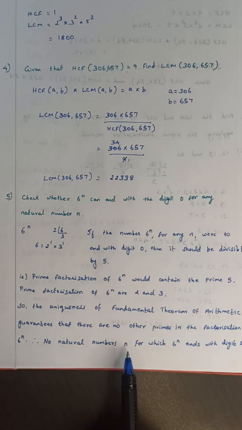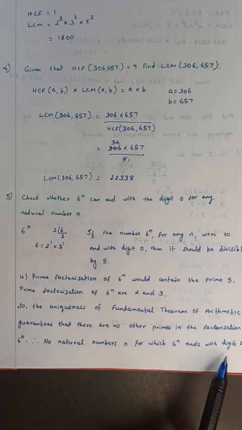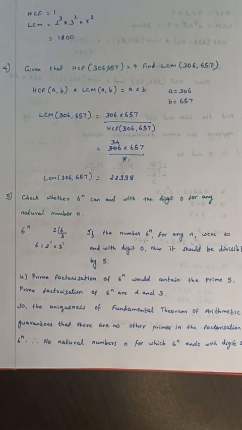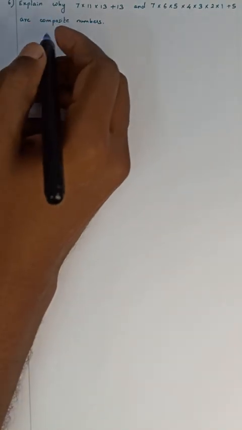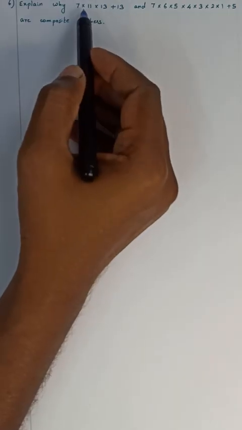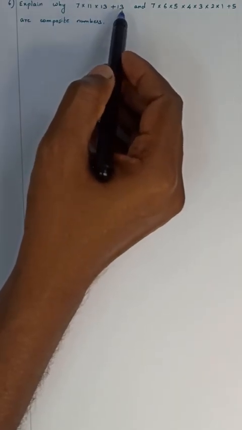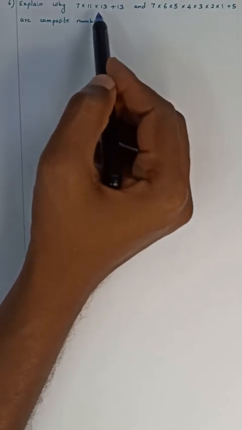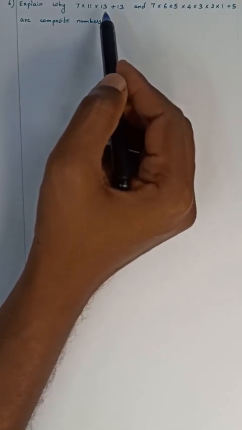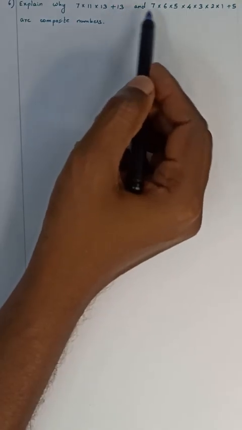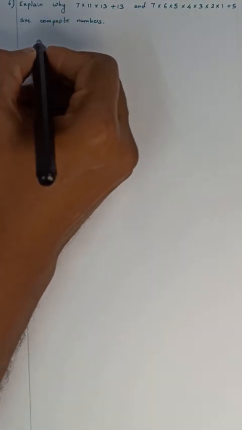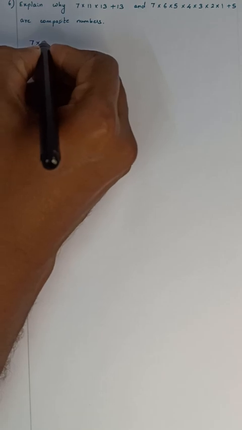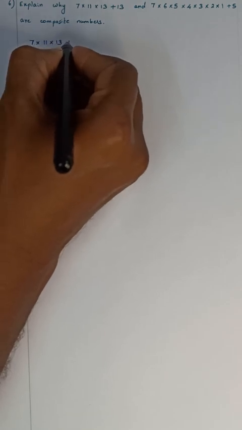Therefore, there are no natural numbers n for which 6 power n ends with digit 0. Sixth question. Explain why 7 into 11 into 13 plus 13 and 7 into 6 into 5 into 4 into 3 into 1 into 2 into 1 plus 5 are composite numbers. If we need to prove these two are composite numbers, then when we simplify we should get prime factors. So let's see now. 7 into 11 into 13 plus 13.